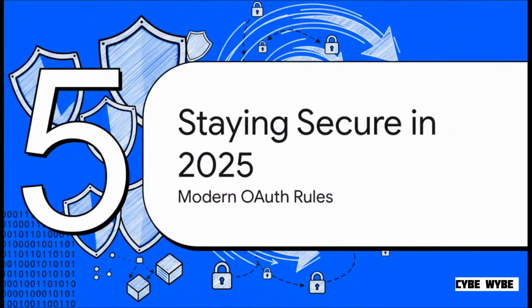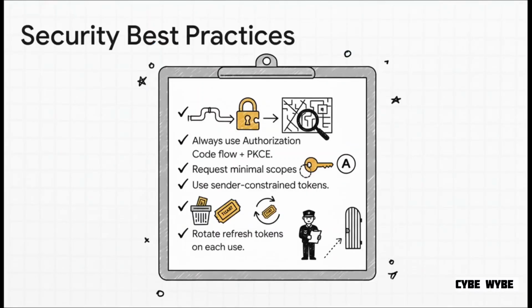Of course, the world of security is always evolving. What was secure yesterday might not be today. So what are the modern rules of the road for using OAuth safely and effectively, both today and into the future? For anyone out there building software, these are basically the non-negotiables now. You always use that secure authorization code flow with PKCE. You only ask for the permissions you absolutely need, nothing more. This is called the principle of least privilege.